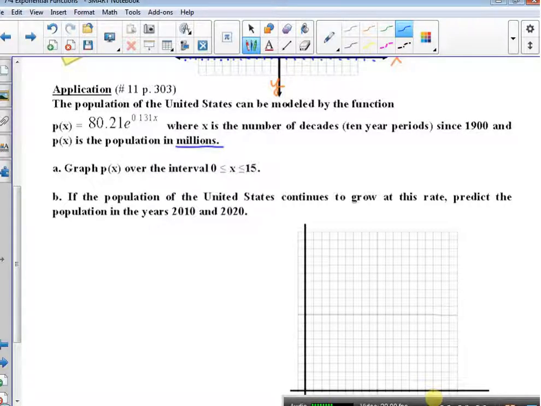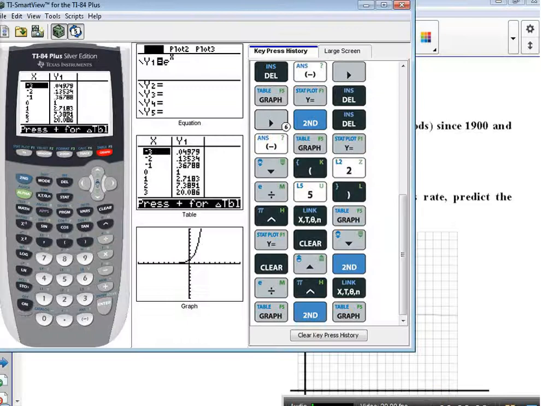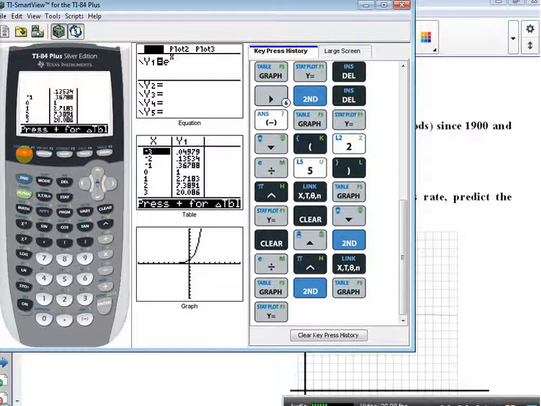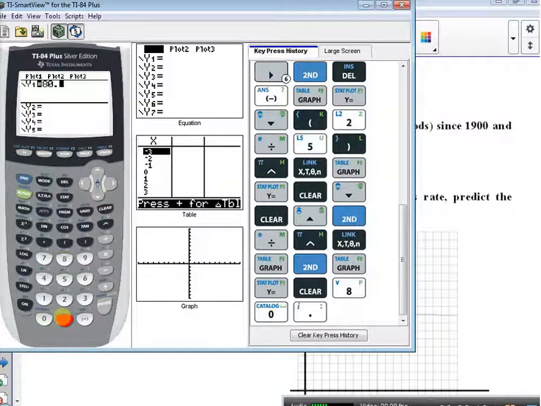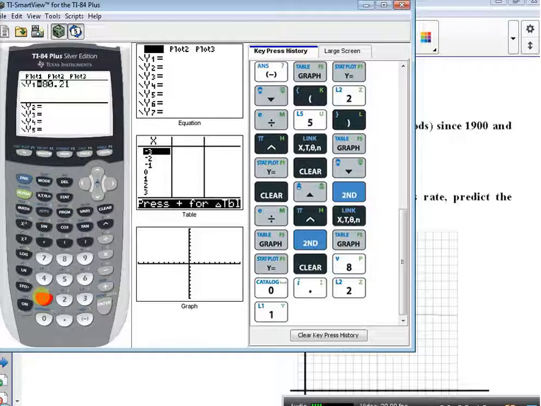So let's take a look. So go back in, y equals, clear this out, 80.21. Now, if you remember from your Survivor Lab, the 80.21 is the initial amount, so that'd be your initial population in millions, so like around 80 million.